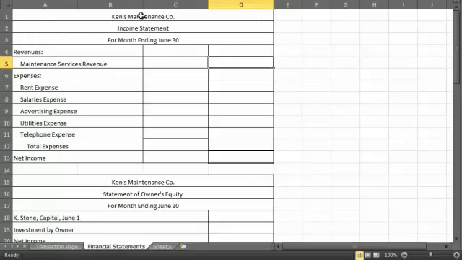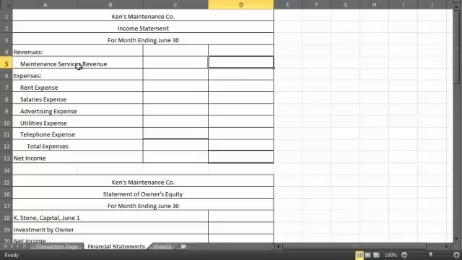So we have the name of the company, which is Ken's Maintenance Company. The next line at the top is the name of the financial statement. Notice this is for the month of June. It says for month ending June 30th. If it was for the year, then of course we would say for year ending and whatever the ending month of the year was, whether it be a calendar year or a fiscal year. Calendar year would end on December 31st, whereas a fiscal year would end in the 12th month of business.